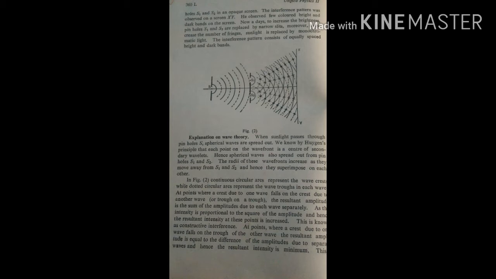At points where a crest due to one wave falls on the trough of the other wave, the resultant amplitude is equal to the difference of amplitudes due to separate waves, and hence the resultant intensity is minimum. This is known as destructive interference.